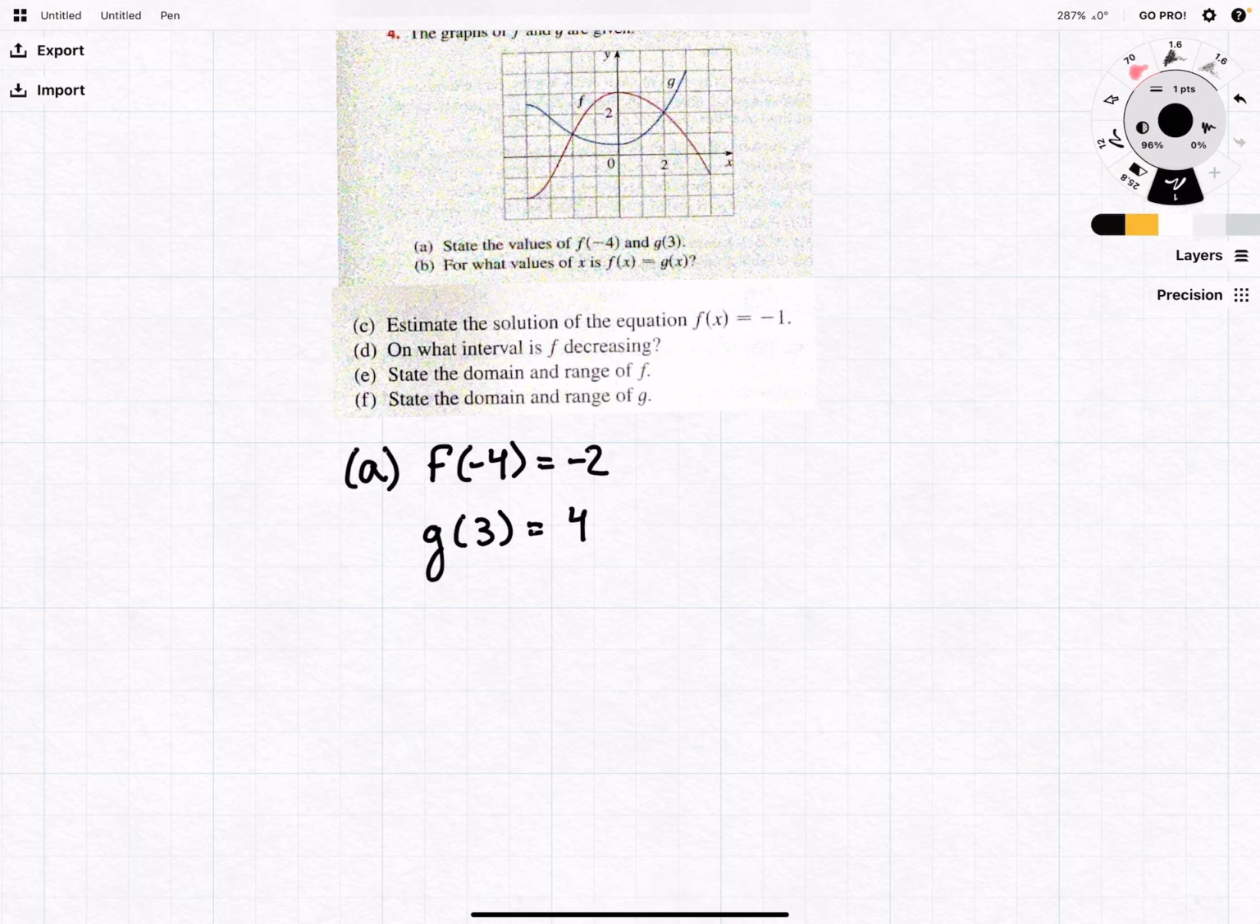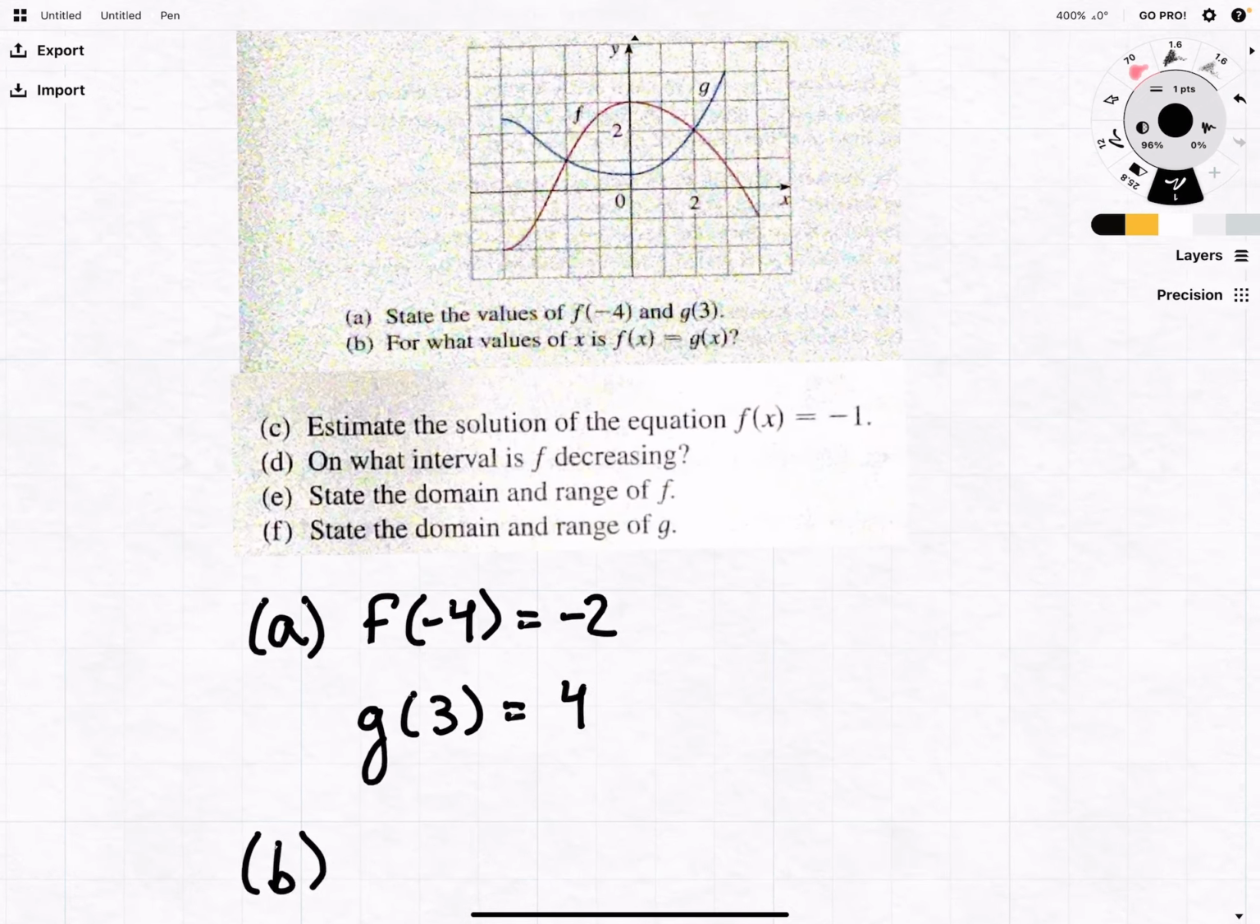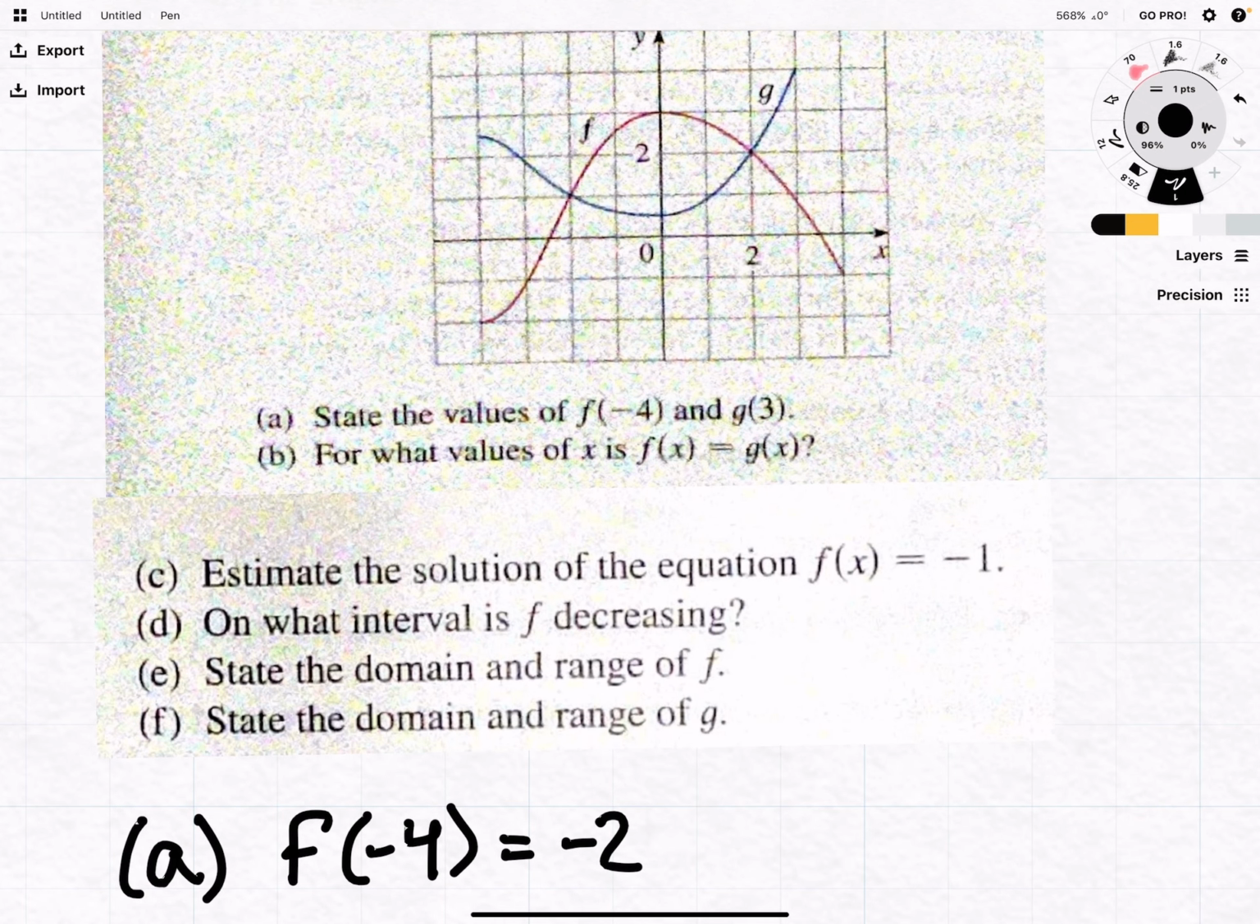Next part, part B. For what values of x is f of x equal to g of x? This is interesting. So they're asking, at what points do the graphs line up with each other? So what values of x? Well, we do see that the graphs intersect right at this point here and this point here. And if we look down to find the x value, luckily they give one of them to us, 2. And the other one looks like negative 1, negative 2.